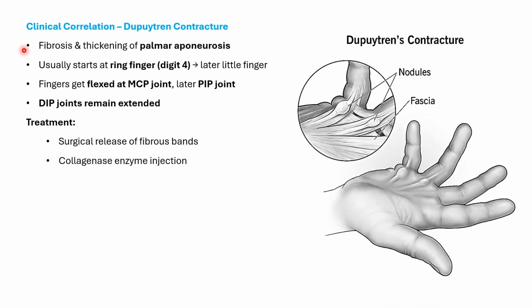Now we learn about the clinical correlation related to the palmar aponeurosis. It is Dupuytren's contracture. You can see this is Dupuytren's contracture. It is fibrosis and thickening of the palmar aponeurosis. It usually starts at the ring finger and later involves the little finger. The finger gets flexed at the metacarpophalangeal joint and later the proximal interphalangeal joint, but the distal interphalangeal joint remains extended. Treatments are surgical release of the fibrous bands and collagenase enzyme injection, because collagenase enzyme breaks down collagen of the palmar aponeurosis.